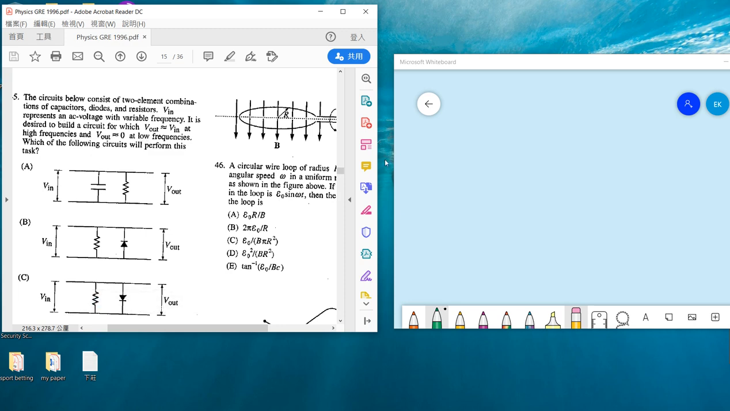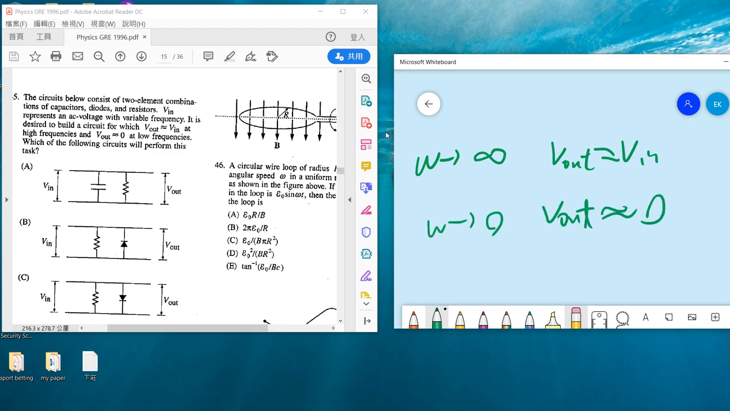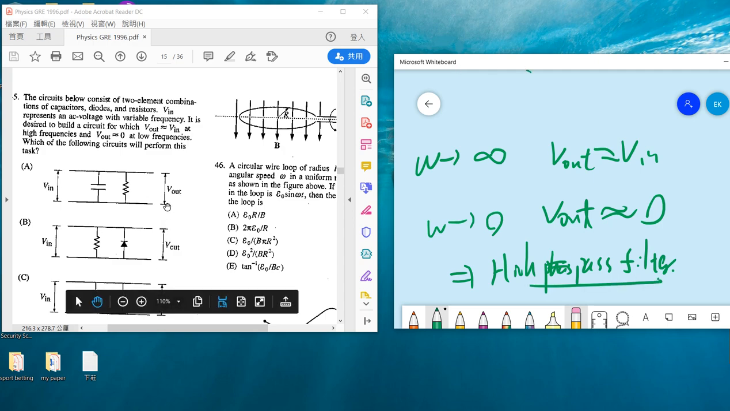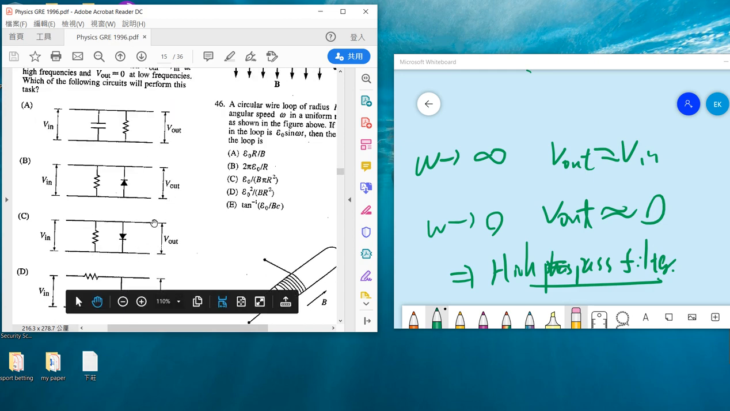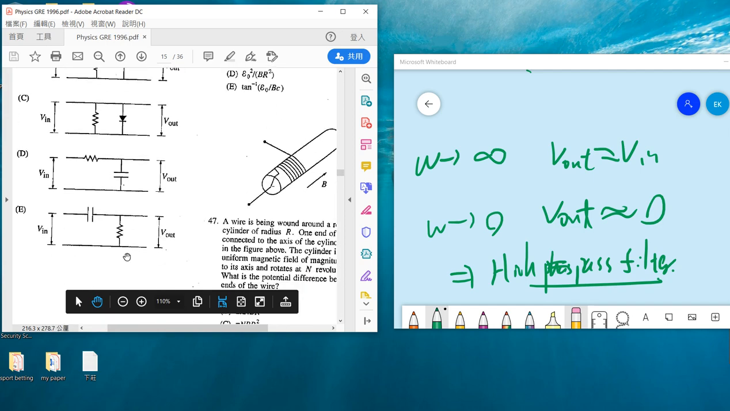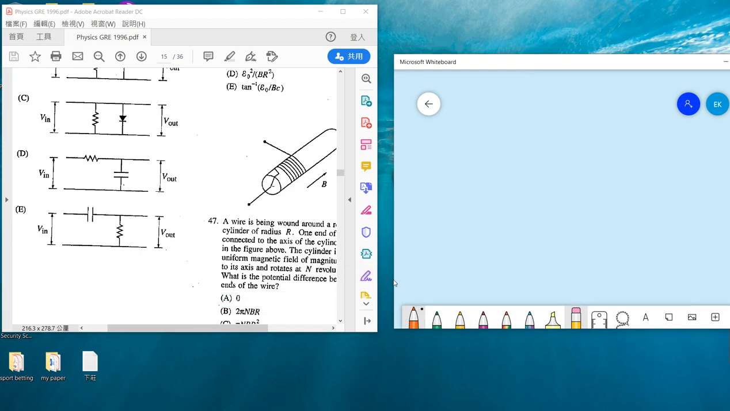And what you need is, when frequency is large, you want V out close to V in, and when omega goes to 0, V out is 0. So this is the high pass filter. So the first one, V out just V in, and the second one, V out just V in, and C, V out just V in. So these three are stupid choices. So the answer must be D or E, and this just tests your electronics common sense.